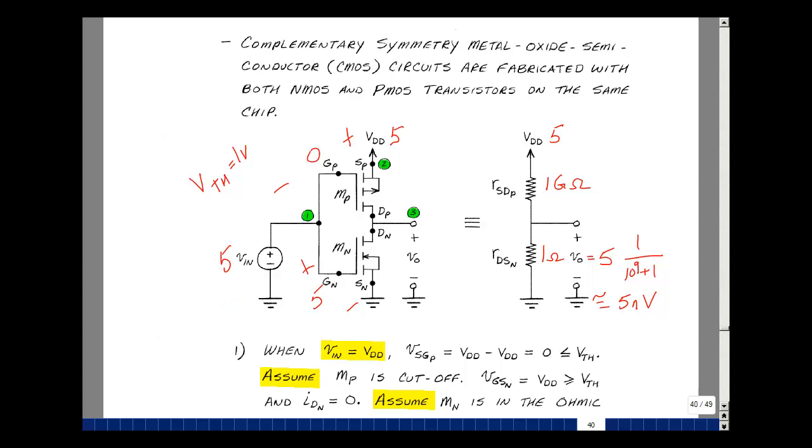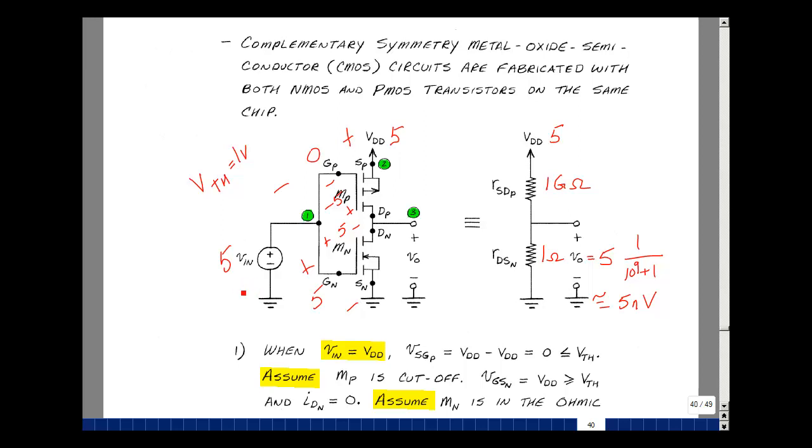I need to check that the gate to drain is the correct inequality. Let's find that. So here's the gate to drain for the N-channel device. So what's the voltage between here and here? Here's 5 volts, and then here is basically 0 volts. 5 volts across the gate to drain of the N-channel device. So that is our conditions to be in ohmic. Now what about the drain to gate voltage for the P-channel device? Well, this node voltage is 0 and this node voltage is 5, so it's minus 5. And minus 5 is less than 1. This is in cutoff.